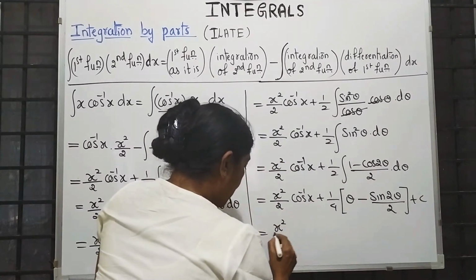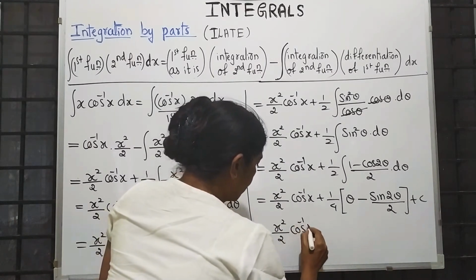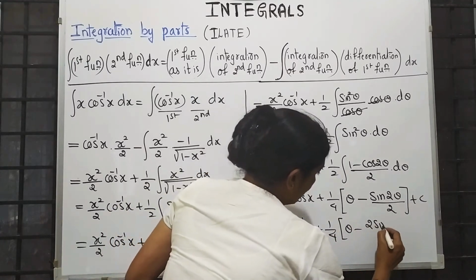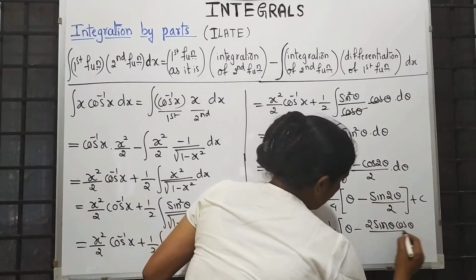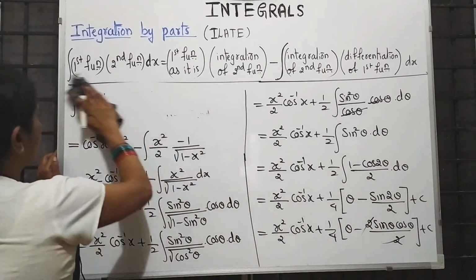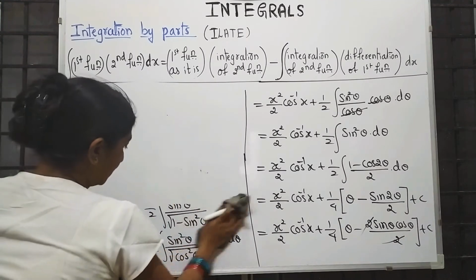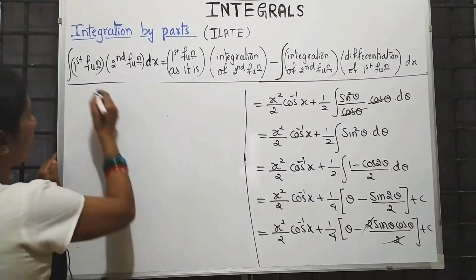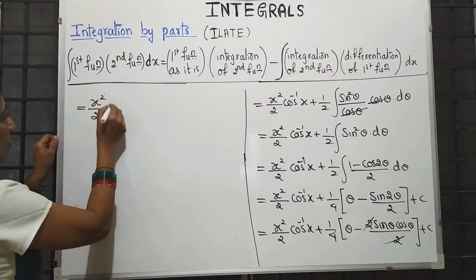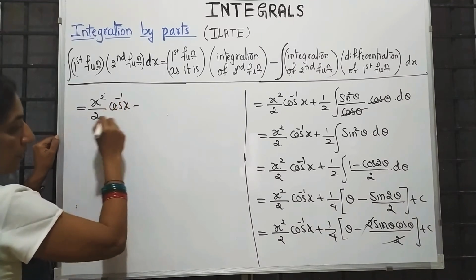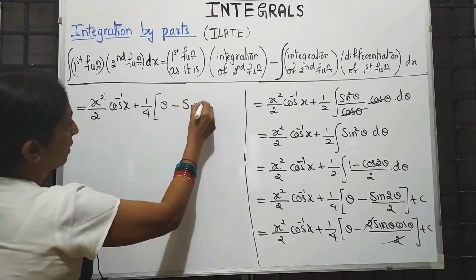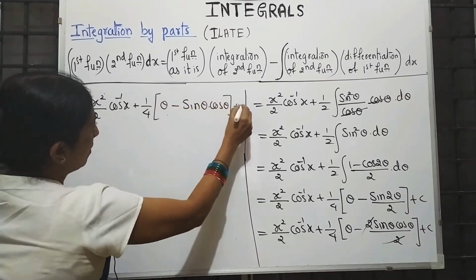Before converting that in terms of x, first I will simplify. Sin 2 theta is 2 sin theta into cos theta, plus c. The 2 gets cancelled. So this is x square by 2 cos inverse x plus 1 by 4 into theta minus sin theta into cos theta, plus c.